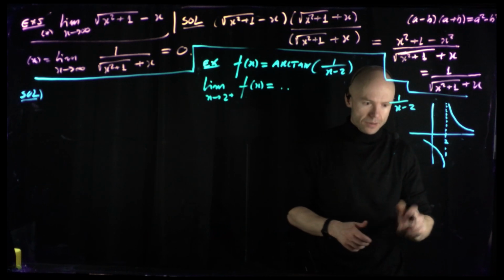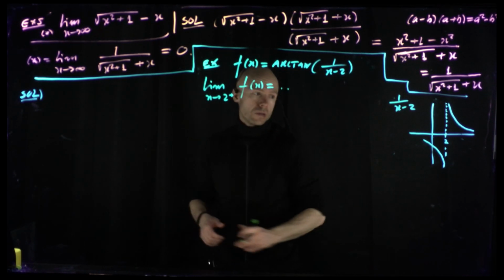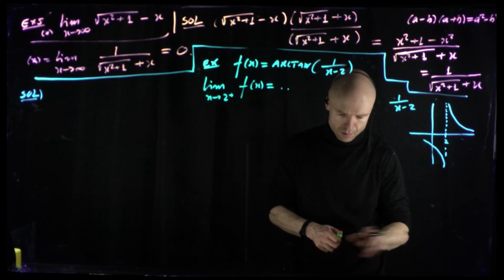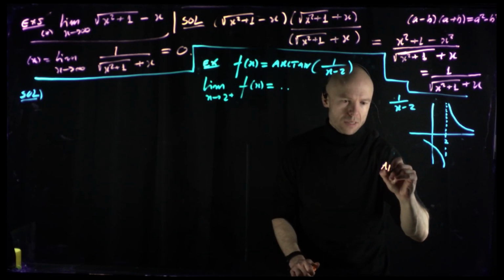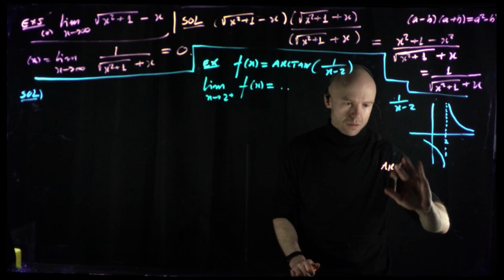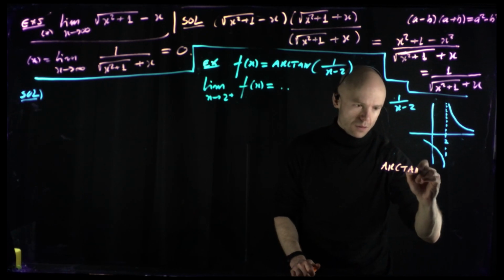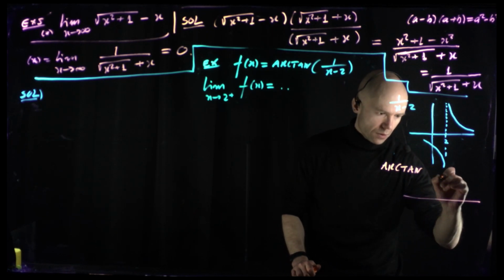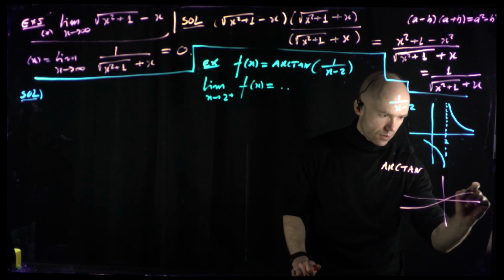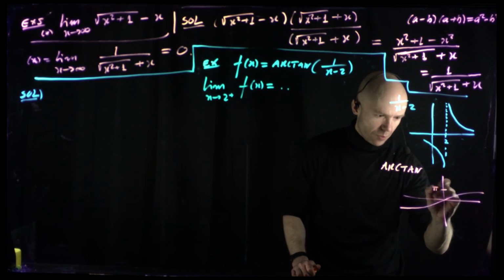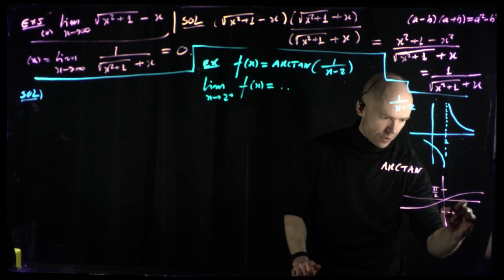Arctan, we know what it is, right? So let's put it here. So arctan, what does it look like? We know it well. It looks like this. Right? And here we are at pi over 2, and here we are at minus pi over 2.